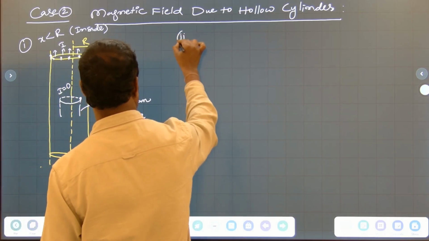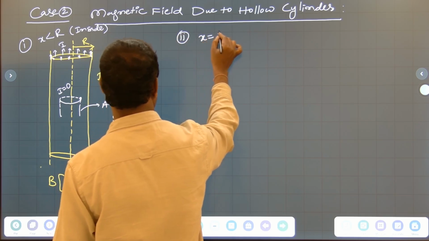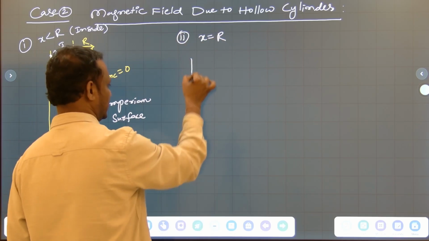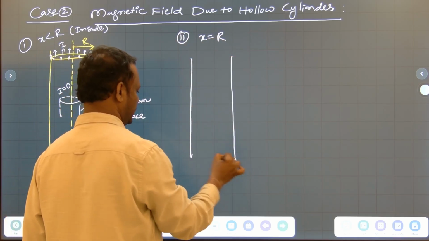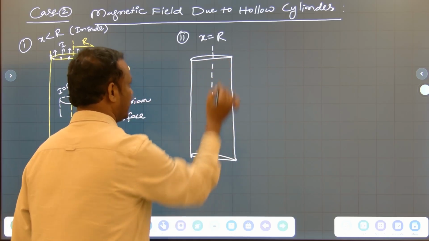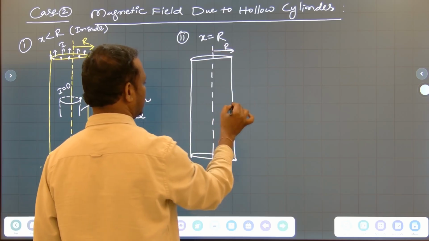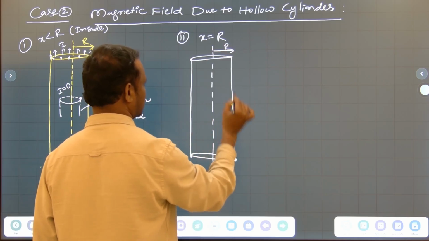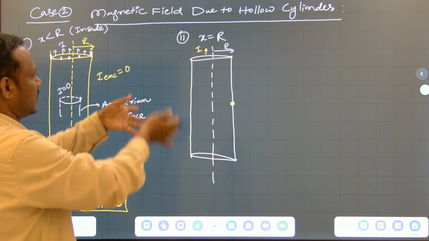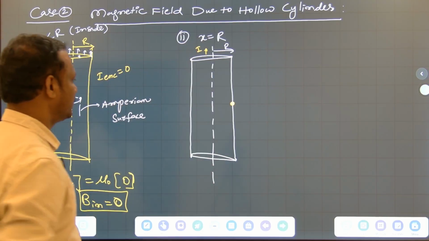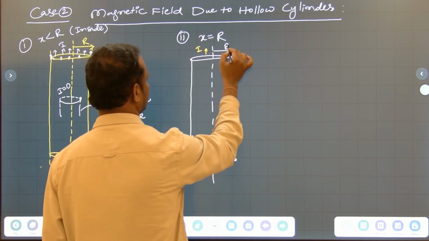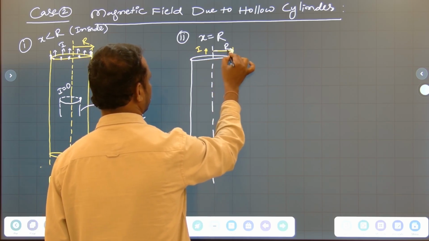Next, the second case: x is equal to R. Again draw the cylinder. It's very simple by using Ampere's law. This is the axis of the cylinder, and this is R. Here I want to find the field. What is the current here? The total current on the surface is I. And in this case the radius is r.